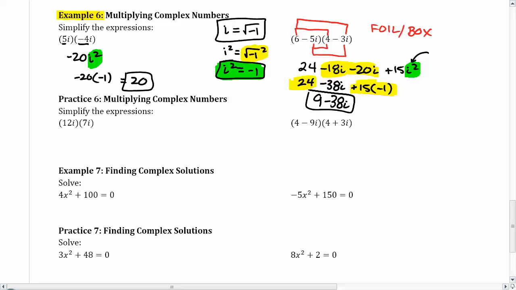Okay, I'll do one more. This last one on the bottom right. Multiplying complex numbers. Box method this time, in case that's your preferred method. So, on the top, it's 4 minus 9i. On the side, it's 4 plus 3i. What does that give us? Well, the top left box of 4 times 4 is 16. Top right, negative 36i. Bottom left, 12i. Bottom right, negative 27i squared.